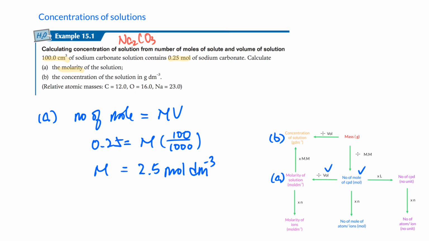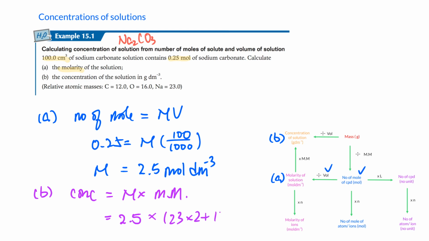For the second one, from the molarity we go to the concentration, because concentration equals M times Mr. So we have 2.5 from the previous part times Mr, which is 23 times 2 plus 12 plus 16 times 3. This is the molarity times the molar mass. So it will be 265 gram per dm cube. Got it?